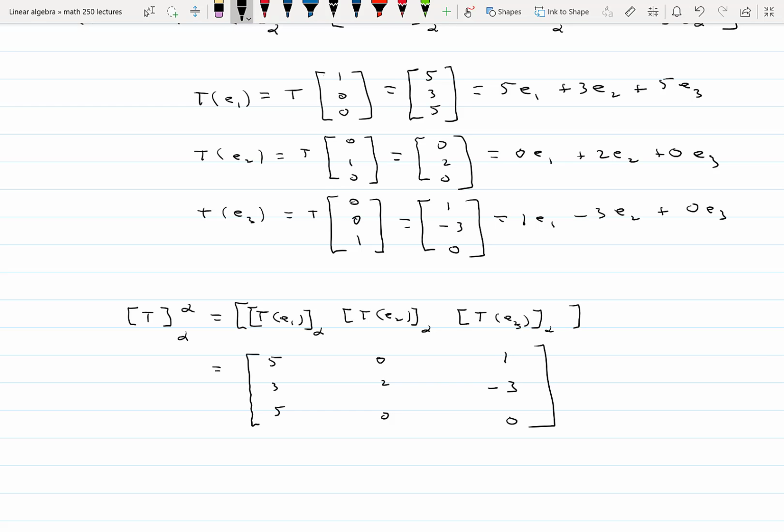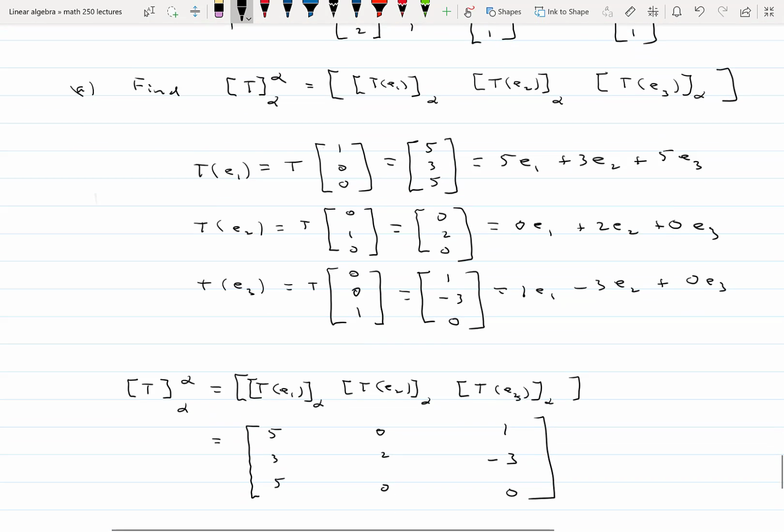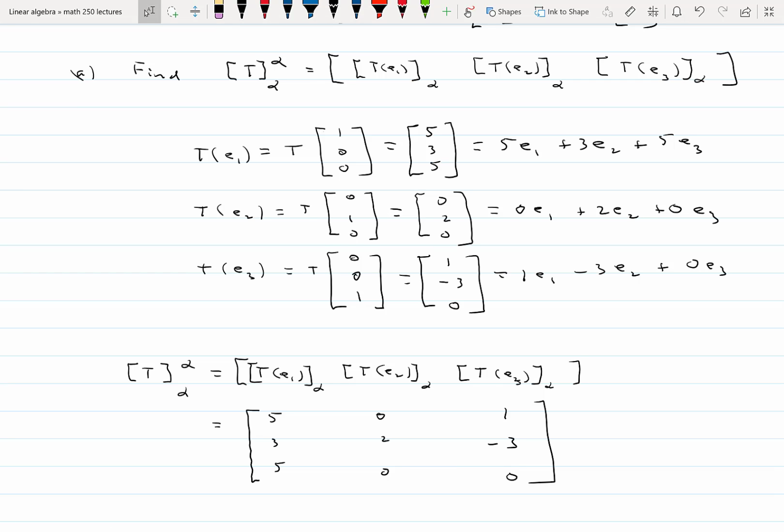And notice how simple that was. I don't mean to be sarcastic, but notice how simple it was to find the matrix of a linear transformation with respect to standard basis vectors. This is a powerful result. It's very, very simple. It's not so simple when your basis vectors are not standard basis vectors, and this is what we're going to see now.